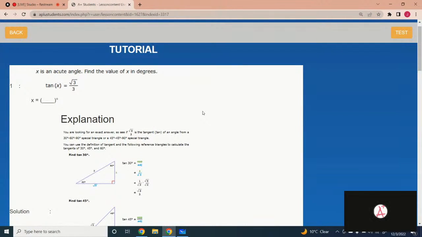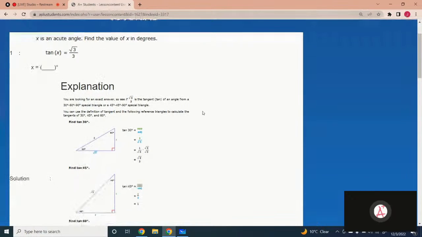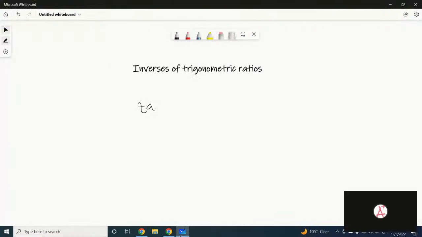Got it? Okay, so the first question on the tutorial is: x is an acute angle. Find the value of x in degrees. tan x equals square root 3 over 3. Got it? So we are given tan x equals square root 3 divided by 3. You have to find the value of x.